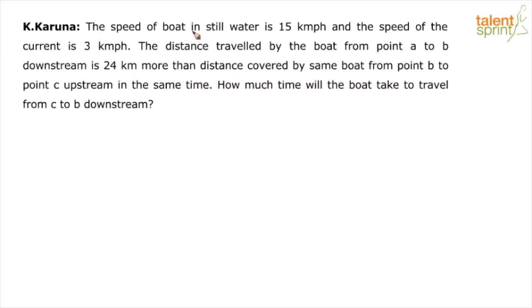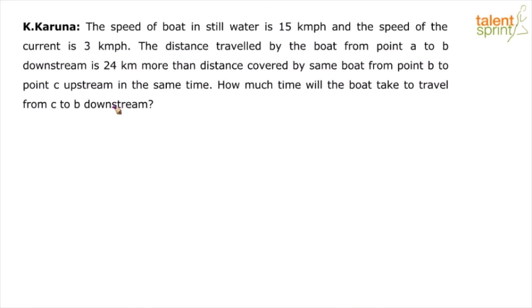The speed of a boat in still water is 15 kilometers per hour and the speed of the current is 3 kilometers per hour. The distance traveled by the boat from point A to B downstream is 24 kilometers more than the distance covered by the same boat from point B to C upstream in the same time. How much time will the boat take to travel from C to B downstream?